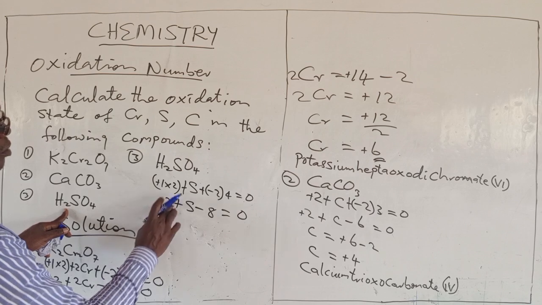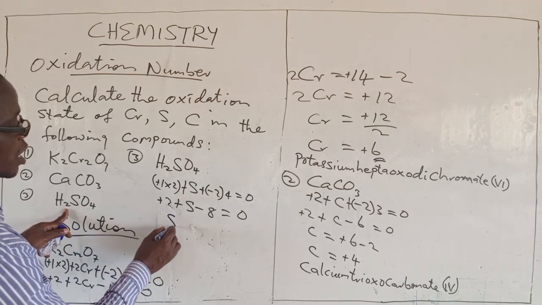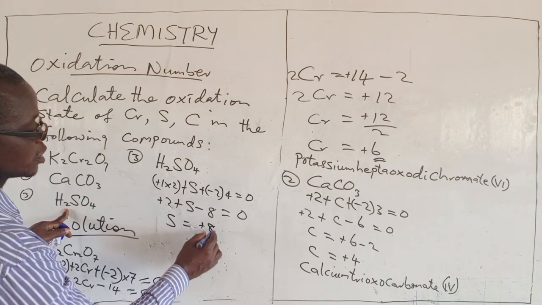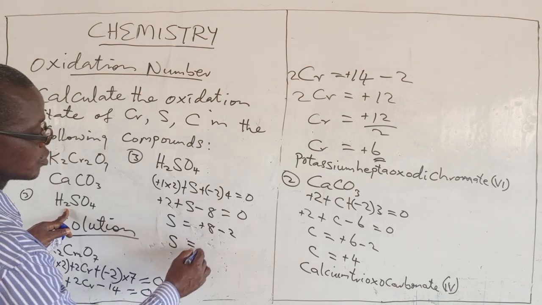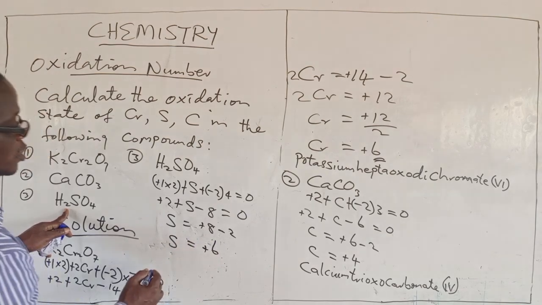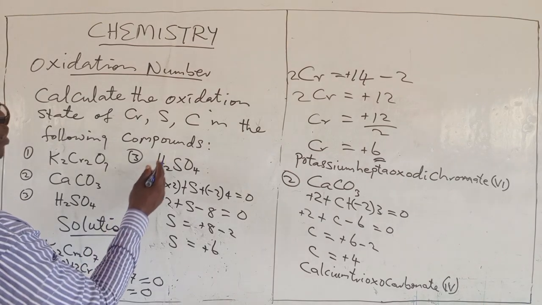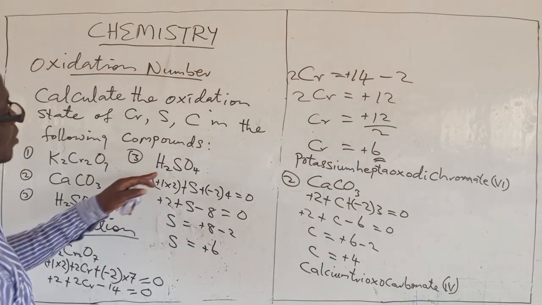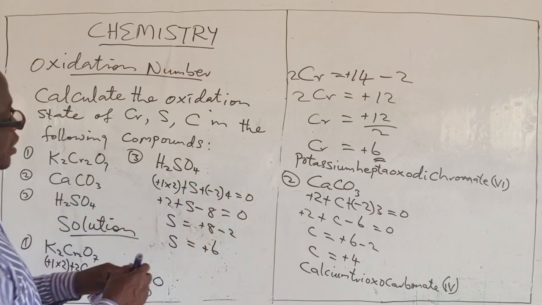Now let's take these two to this other side. So we now have S equal to plus 8 minus 2. Your S is equal to plus 6. It is an acid. So since hydrogen stands first, it is an acid. So when mentioning the name, leave the hydrogen. Start from here. And that is what?